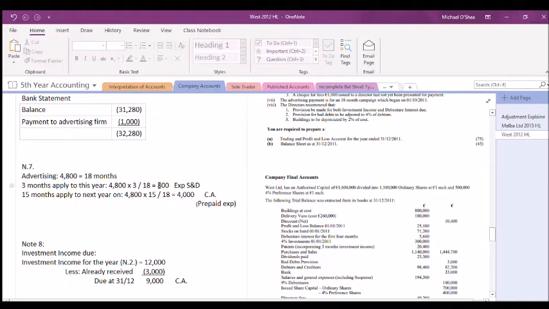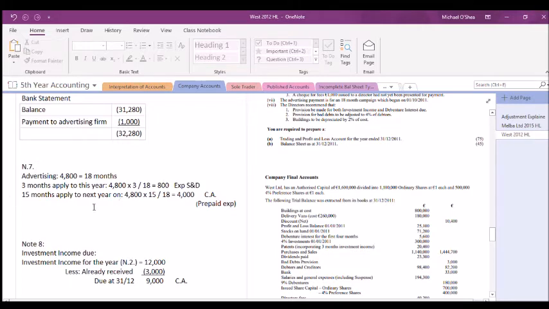So 3 months works out at €800. That is an expense. It's selling and distribution. Advertising is to do with selling and distribution. Just one of those things that you should learn off for the selling and distribution. Learn off the list and you'll know what goes in. Advertising goes in because it's seen as a direct influence on our sales.